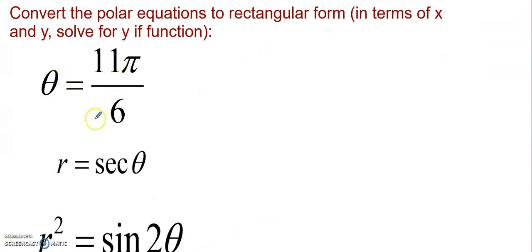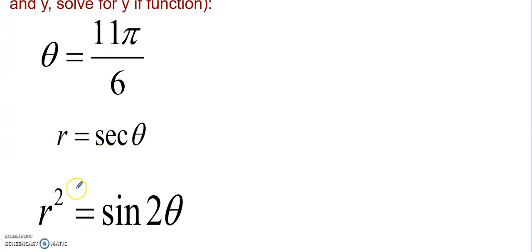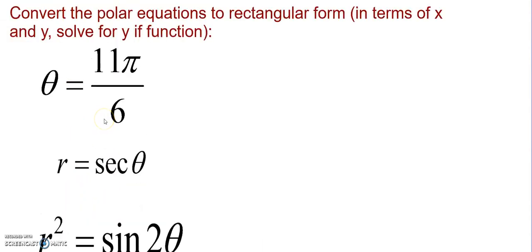Try going the other direction. Theta equals 11 pi sixth, r equals secant theta, and r squared equals sine of 2 theta. So convert these polar equations into rectangular form in terms of x and y, and solve for y if it's a function. So pause the video, unpause when you're ready to check.